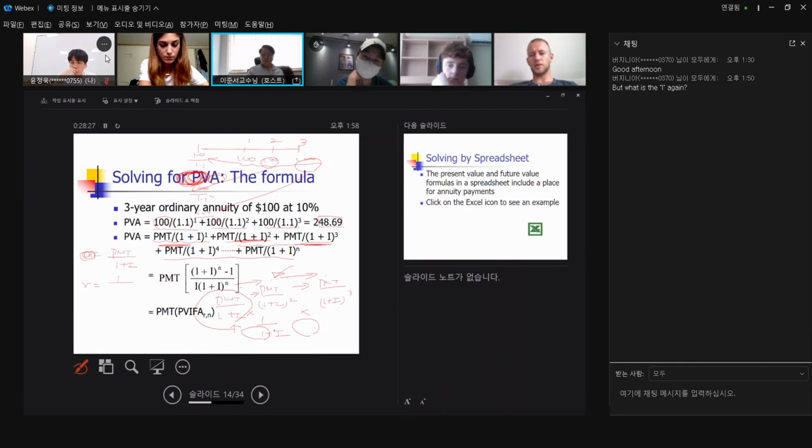1 divided by 1 plus I, we'll say this is the common ratio. So payment divided by 1 plus I times 1 divided by 1 plus I is going to be the second term. Second term times 1 divided by 1 plus I is going to be the third term. This identical something is called the common ratio, right? So in this equation, R is 1 divided by 1 plus I.